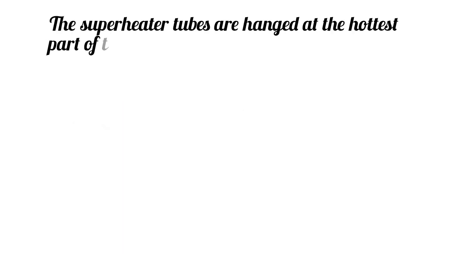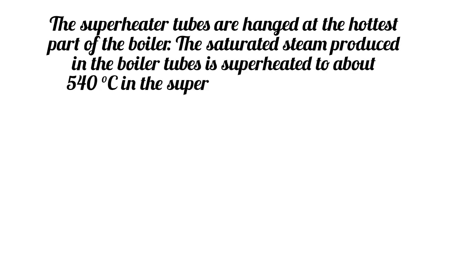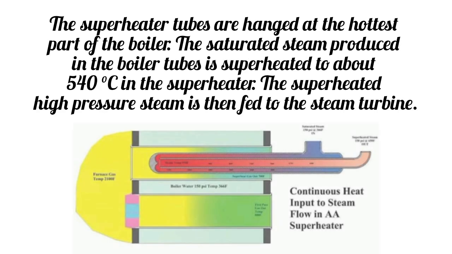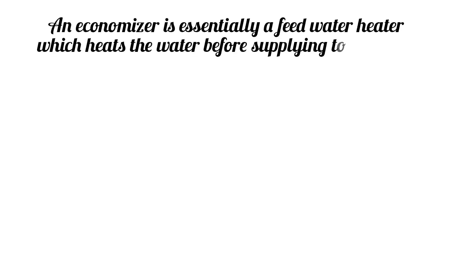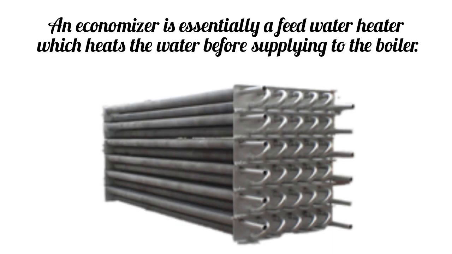Superheater. The superheater tubes are hung at the hottest part of the boiler. The saturated steam produced in the boiler tubes is superheated to about 540 degrees Celsius in the superheater. The superheated high-pressure steam is then fed to the steam turbine. Economizer. An economizer is essentially a feed water heater which heats the water before supplying it to the boiler.